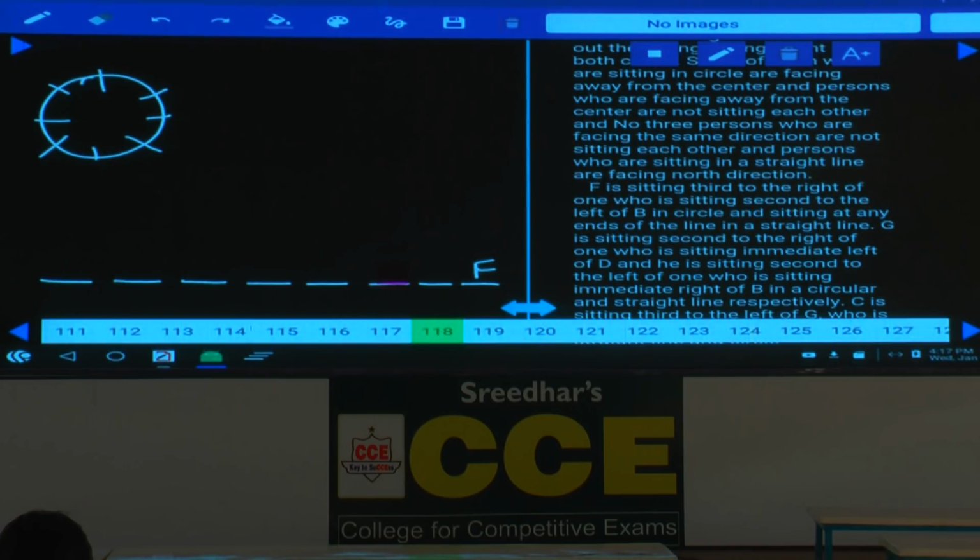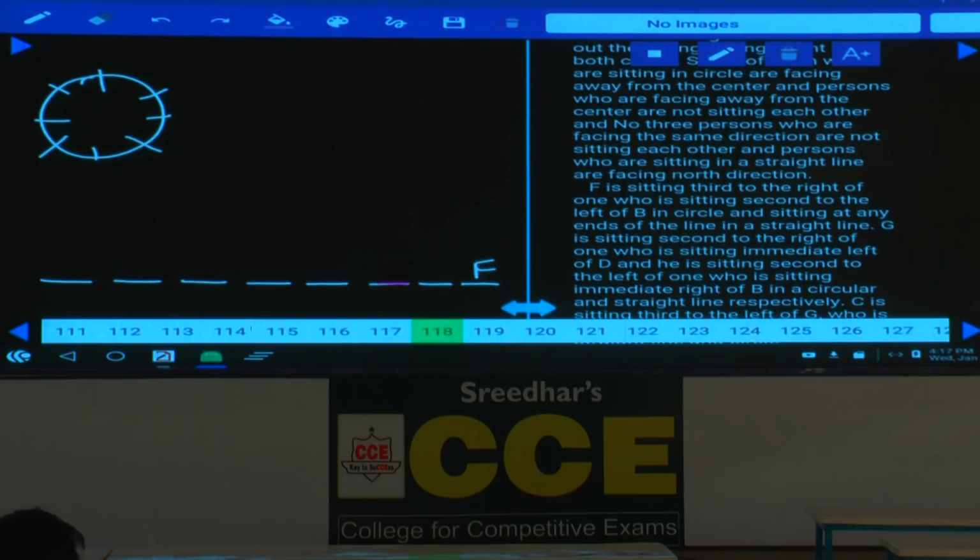And regarding this B, the remaining in the circle we cannot fix as of now because the direction is not known. F is seated third to the right of the one who is seated second to the left of B in circle, and sitting at one of the ends of the straight line. F is seated at one of the ends of the straight line.